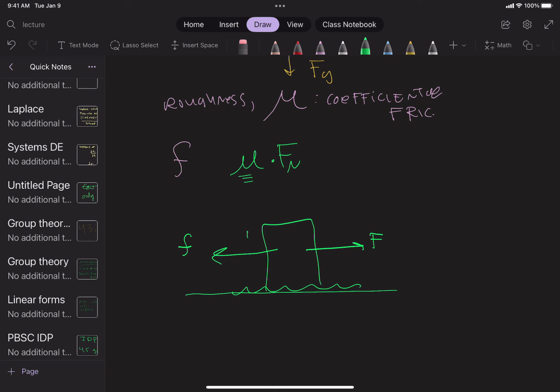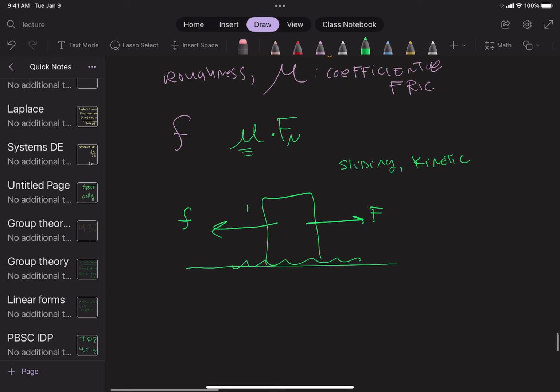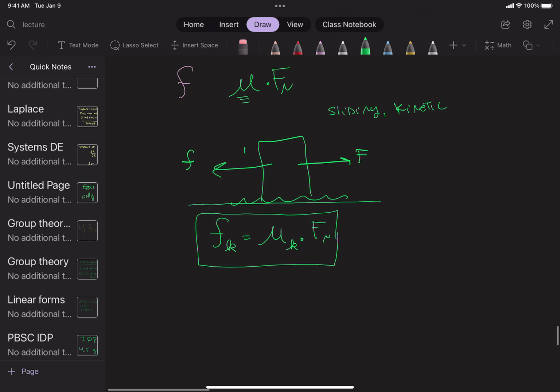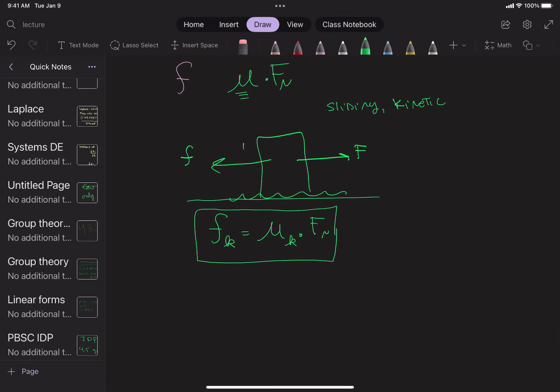Here, this is going to be sliding or grinding. The technical name for this one is the kinetic case. When they're sliding or grinding, we're going to call this kinetic friction. And that's going to equal the roughness of the floor, which in this case is the coefficient of kinetic friction, multiplied by the normal force. So this one is going to be an equality. Let's look at the other case.